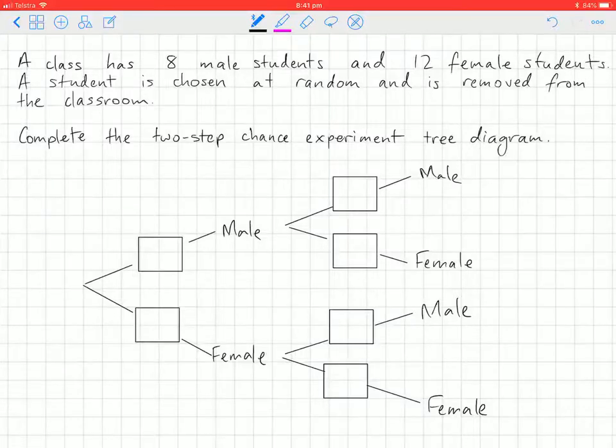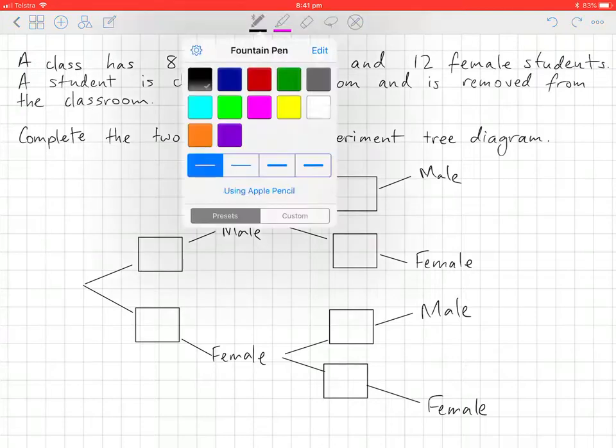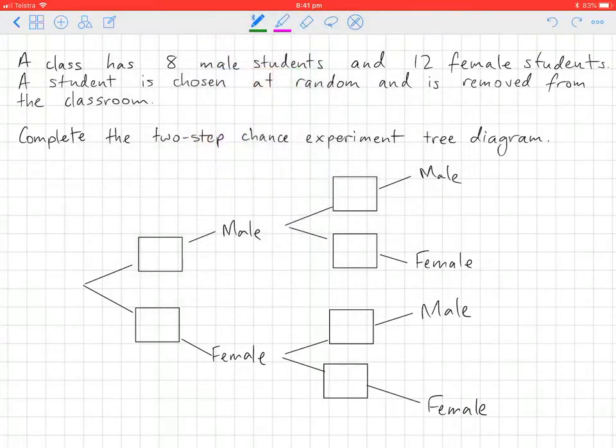All right, so guys, you'll have a similar question to what I've got on display here. A class has 8 male students and 12 female students. A student is chosen at random and is removed from the classroom. Complete the two-step chance experiment, tree diagram below. So basically you have to show what all of this is, and the first thing you must always do in these types of experiments is to obtain the total.